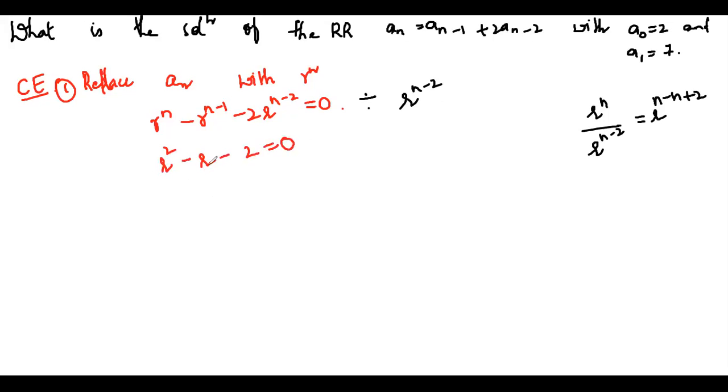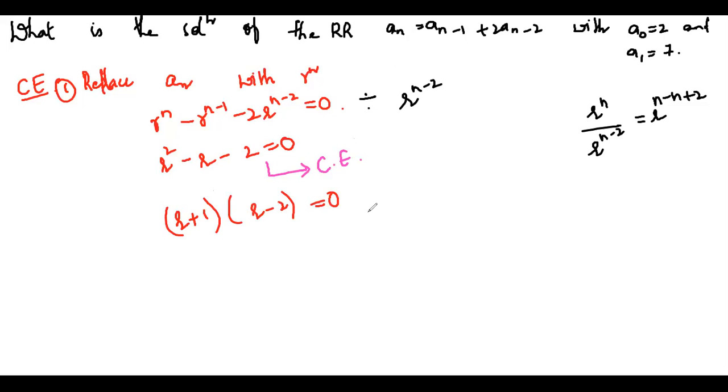Now, after that, here we are supposed to find the roots. So this equation that we have got is the characteristic equation. Now we are supposed to find the characteristic roots. So what are the roots of the equation? It can be written as (r + 1)(r - 2) is equal to 0.